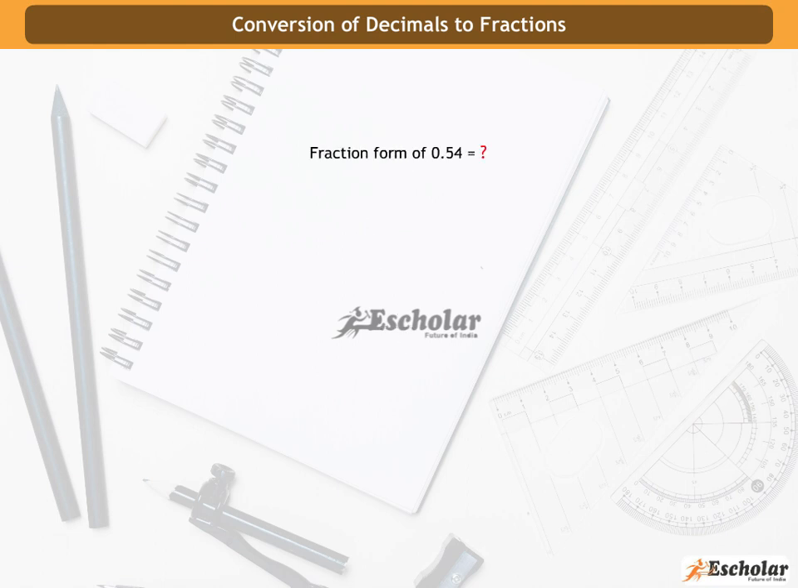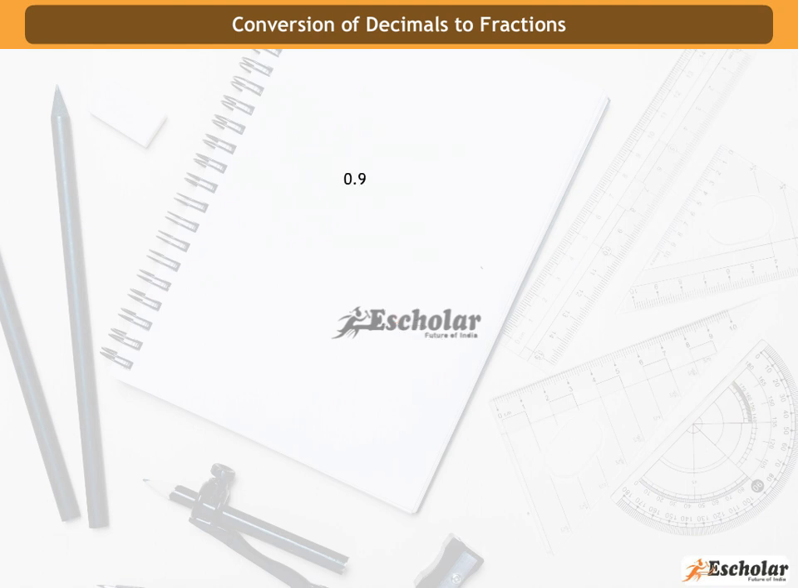Now, what is the fraction form of 0.54? In 0.54, there are two digits, that are 5 and 4, after the decimal. So the value of p is equal to 2. Hence we can write 0.54 as 54 by 10 raised to the power p, or 54 by 10 raised to the power 2, that is 54 by 100, which is equal to 27 by 50.